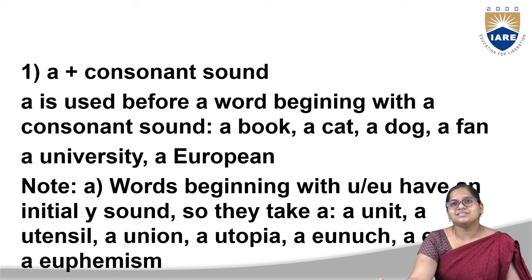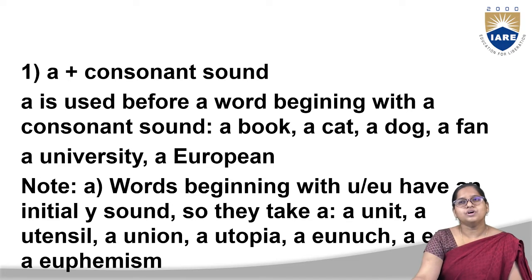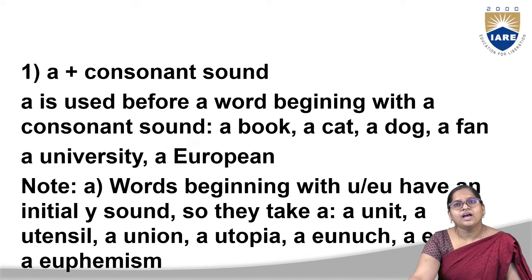Okay, whereas there are some exceptions like university, European. Why are these exceptions? See, words beginning with U have an initial Y sound. University: it's not an university, though the spelling is UNI, the sound is yoo, a university. European, it's not an European, but a European.